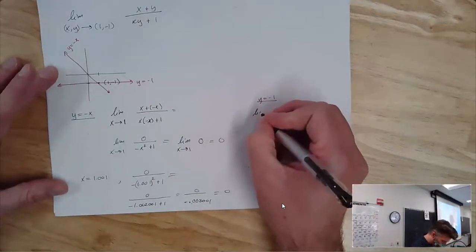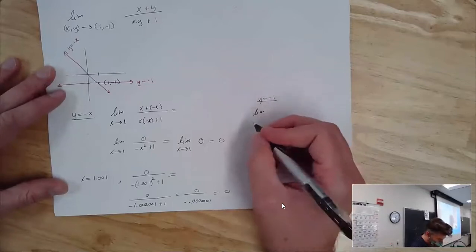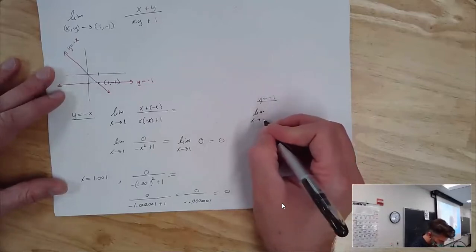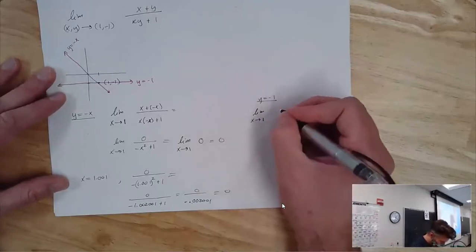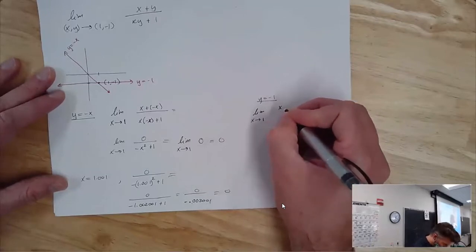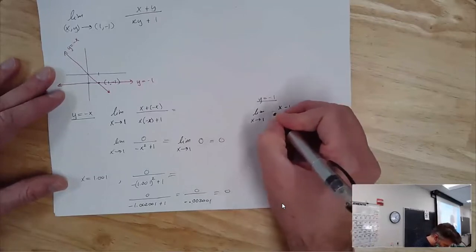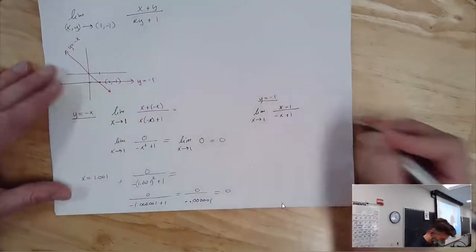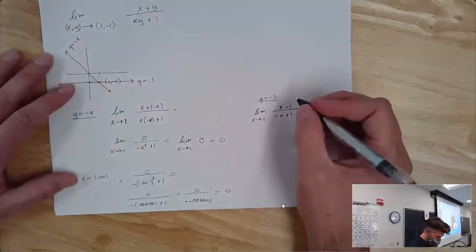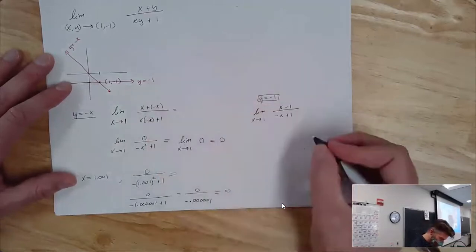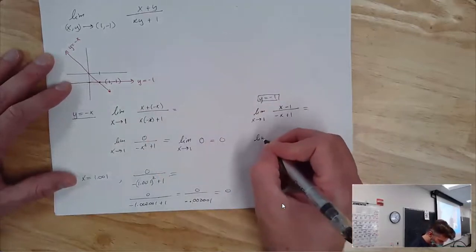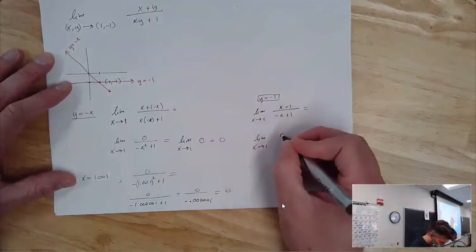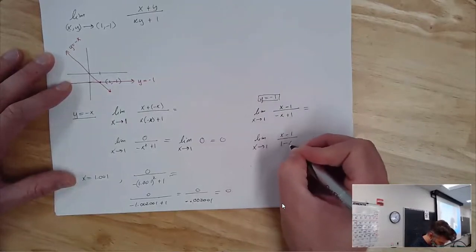We get the limit as, well, since y is negative 1, we only have to worry about x approaching 1. And then we have x minus 1 over negative x plus 1. I'm going to rewrite that to make an observation: the limit as x approaches 1 of x minus 1 over 1 minus x.